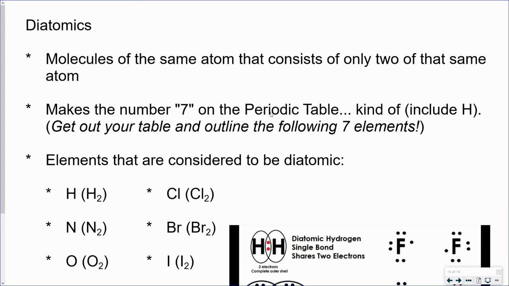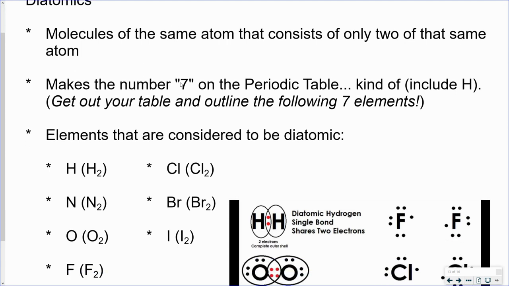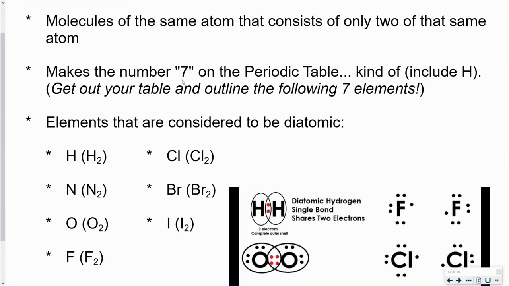So that's some part of it. There are 7 diatomics. What's a diatomic? Well, diatomics are elements that are found in pairs of atoms in nature. So they are hydrogen, chlorine, nitrogen, bromine, oxygen, iodine, and fluorine.